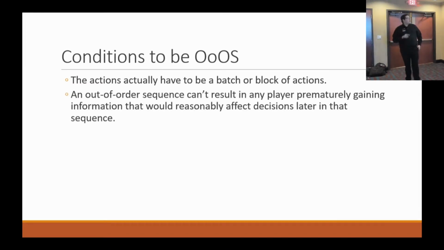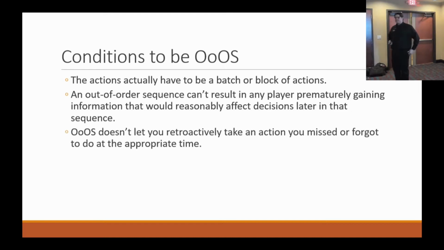Second, an out-of-order sequence can't result in any player prematurely gaining information. This is the only thing that has been added since 2009. I actually checked both documents. This line basically says that I can't do something that ends in out of order to get extra information about decisions that I might make.